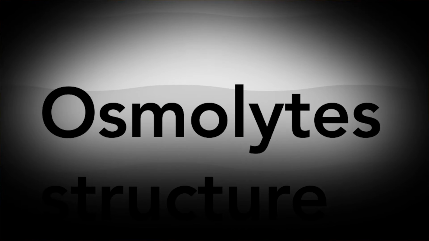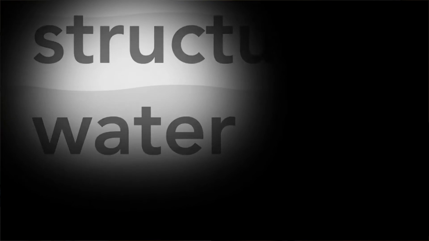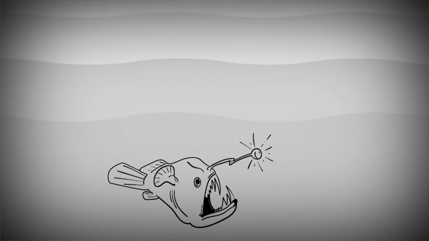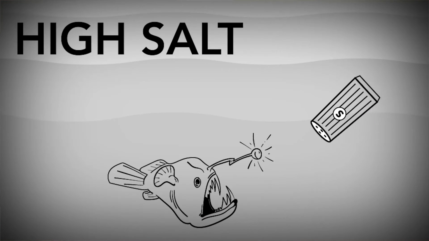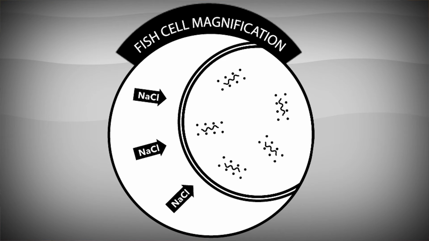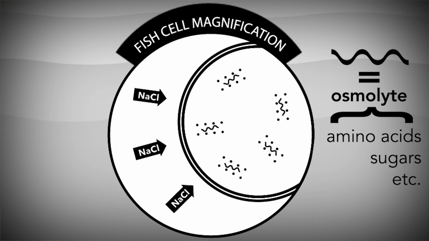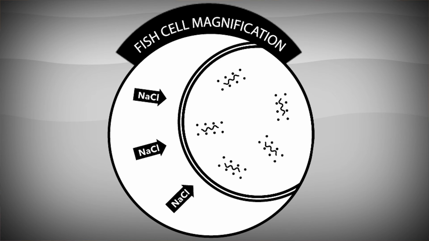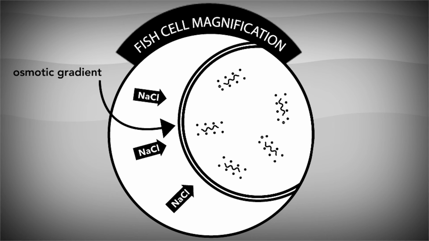Okay. So osmolytes are actually made to structure water. They're found a lot in deep sea fish. So deep sea fish are in this high salt, high pressure environment, but their cells still need to have water inside of them to maintain volume. And so their bodies produce these osmolytes. They can be amino acids, sugars. There's also some other types of molecules. And when their body produces them, it allows the cells to bring in water against an osmotic gradient, which is where they get the name osmolyte.